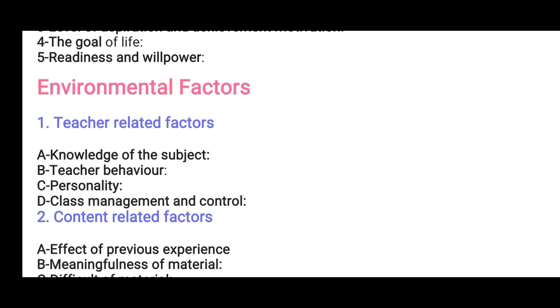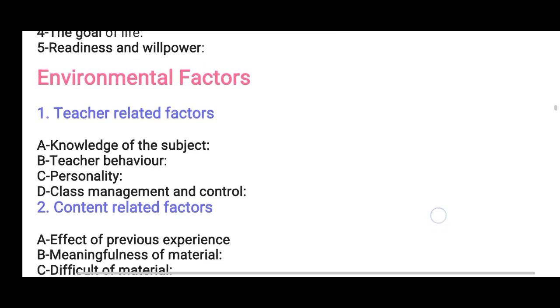Personality: if a teacher's personality is a role model, if a teacher is very attractive and impressive, then the students will learn things very easily. And class management and control: if a class is not tidy or disciplined, then the students will not learn anything. On the other hand, if the students are very disciplined and the class is managed well, then the lecture will be sound and efficient, and the students will get things according to their conditions and their mental abilities. So the atmosphere factors are very essential for learning also.